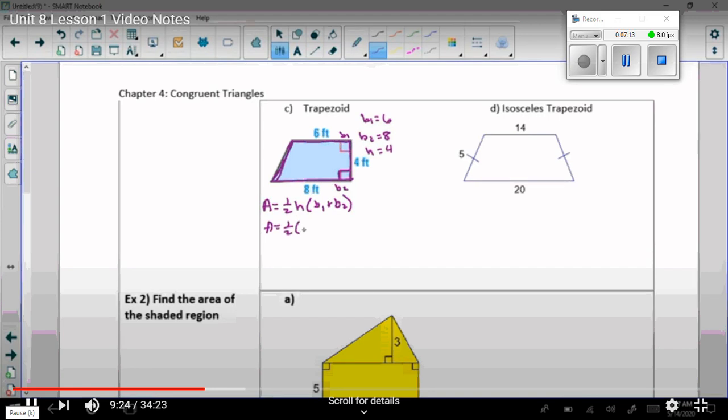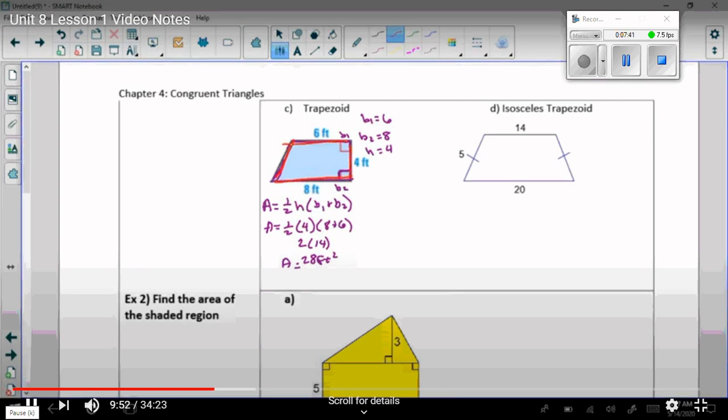Go ahead and plug everything in to find area. So 1/2 times height. So 1/2 times 4 times 8 plus 6. 1/2 times 4 is 2. 8 plus 6 is 14. So 28 feet squared is your area. Okay, so again, to find perimeter, we need the length all the way around.